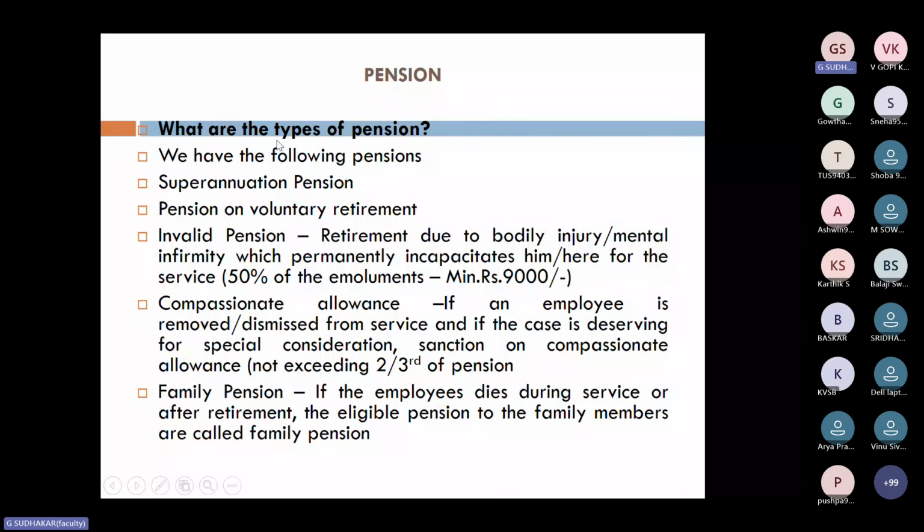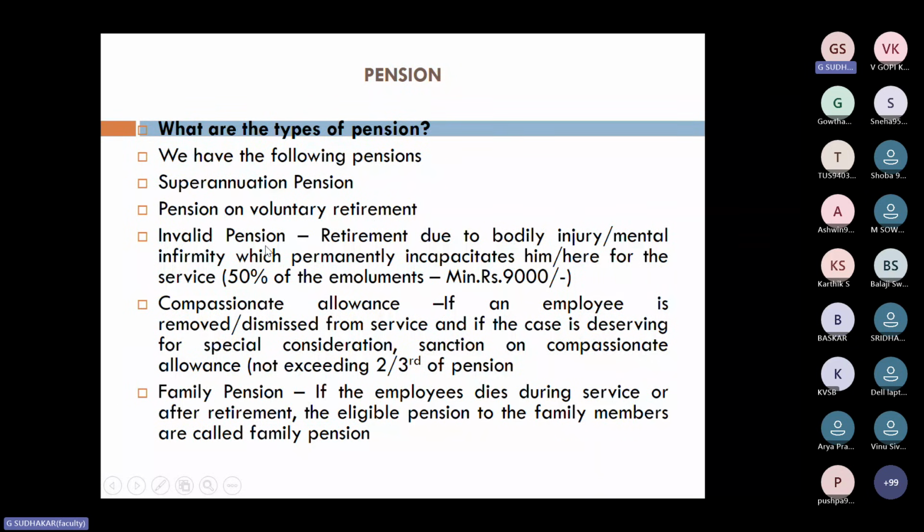Next is pension. There are several pensions. We have the following pensions. One is superannuation pension, that is normal pension for all the retired employees. Pension on voluntary retirement, VRS. Sometimes they will get 100% pension. In some cases, VRS employees will get lesser pension because they have not completed the full service of 33 years. In that case, the pension will be proportionately reduced.